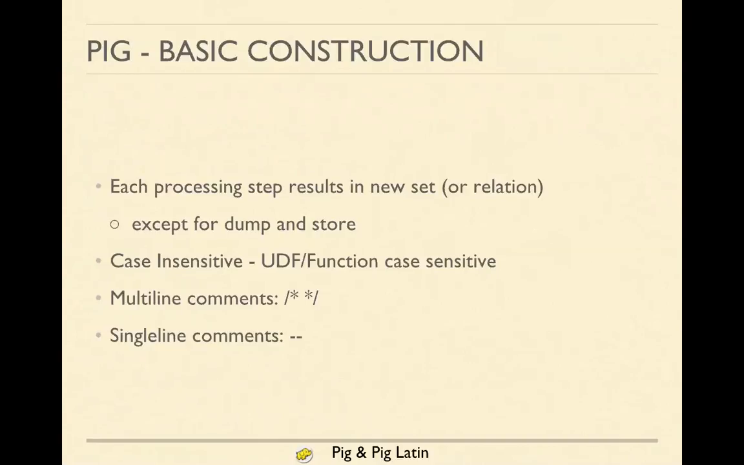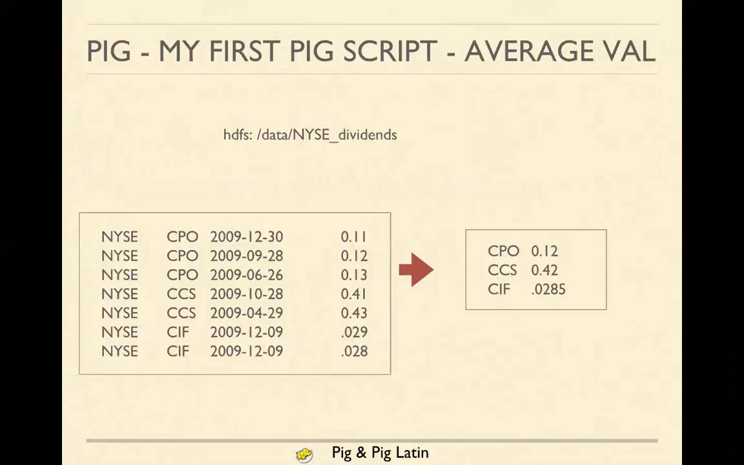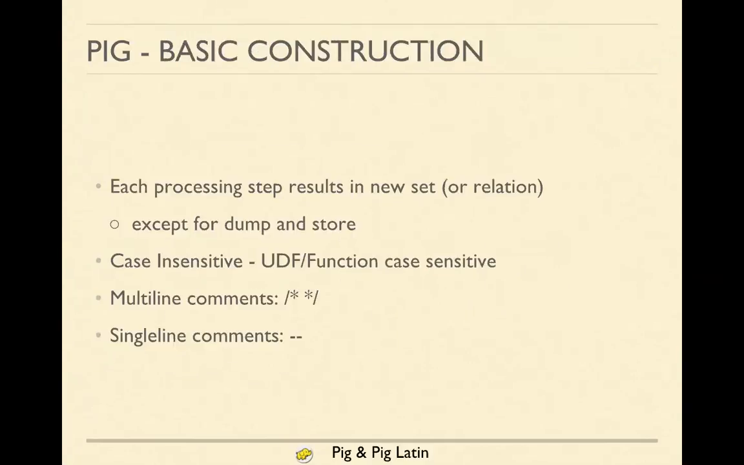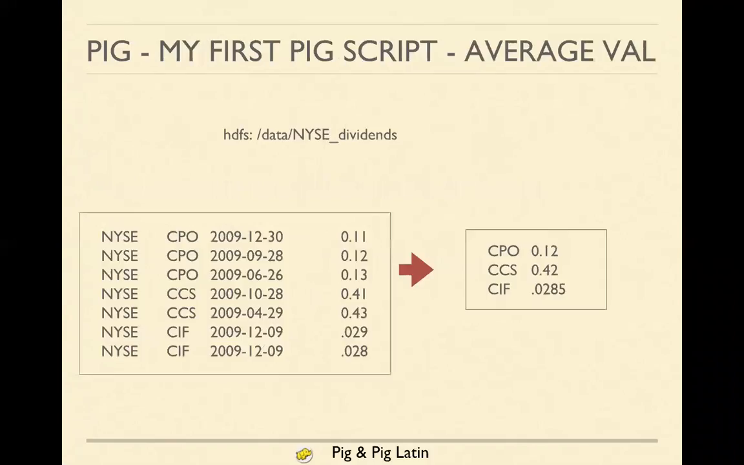Every processing step results in a new data set. We call it a set or relation. Relation comes from tuple algebra. So the basic construction is every step is resulting in another step. So let's take a look at the actual program. Only then will these things make any sense.